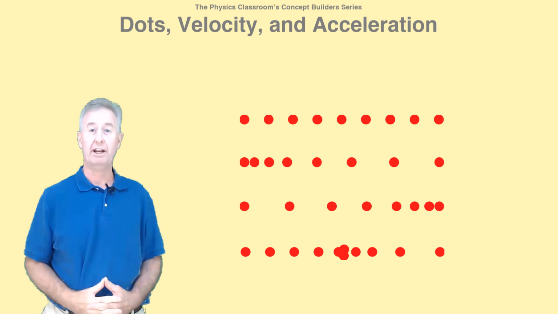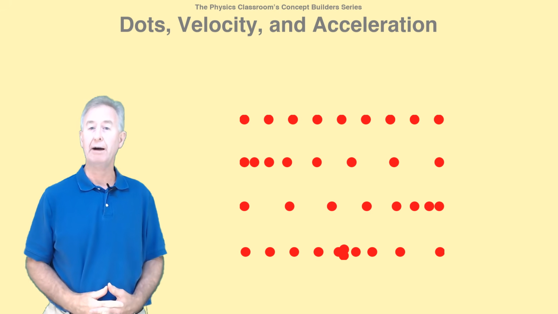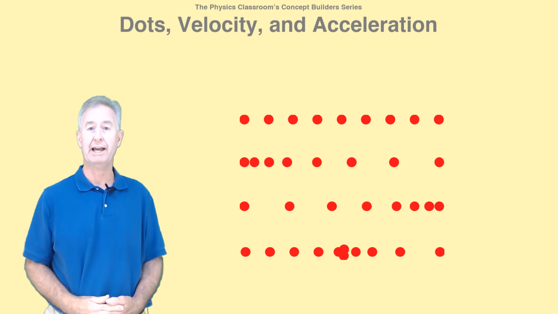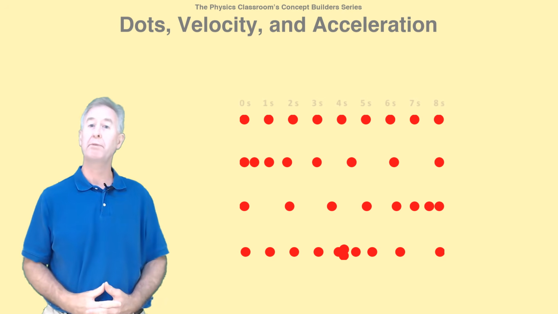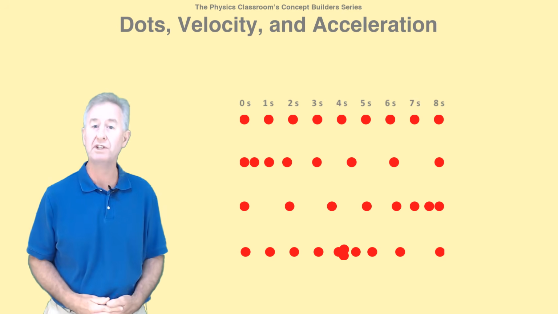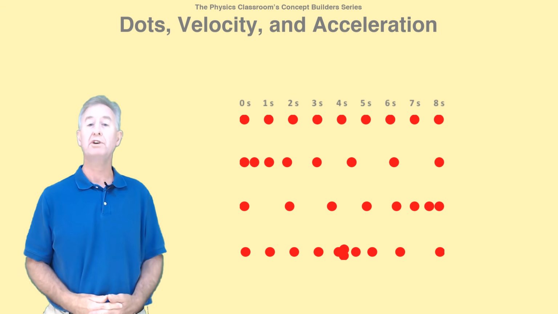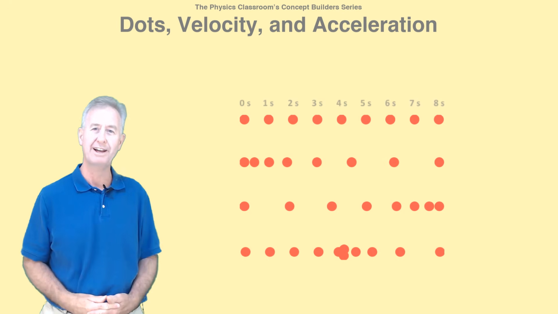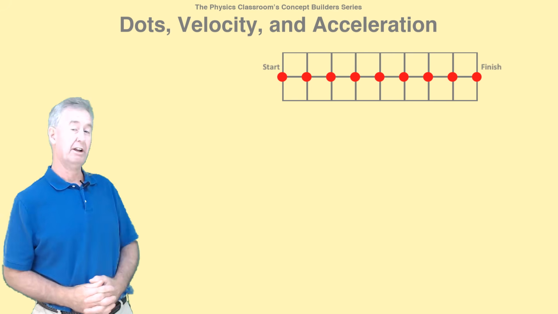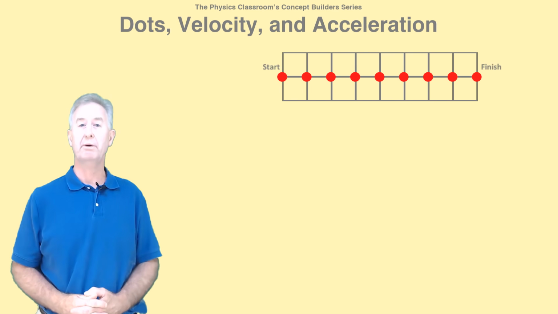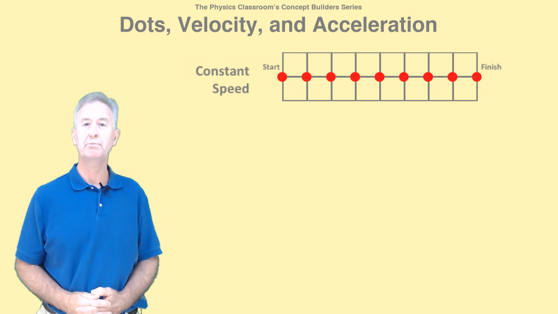These are dot diagrams. They use a dot to represent the object position at constant intervals of time. For instance, these dots might represent the object's position for every 1 second of time. By inspecting the spacing between adjacent dots, you can determine if it is a constant speed, a speeding up, or a slowing down motion. In this dot diagram, the dots are spaced in equal distance apart. This indicates a constant speed motion.